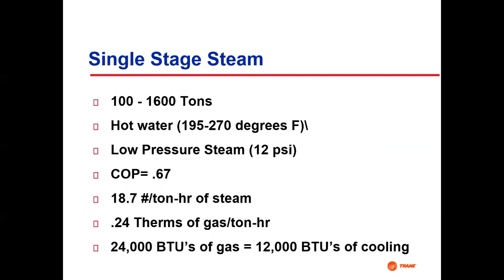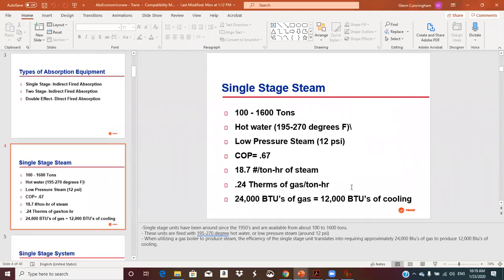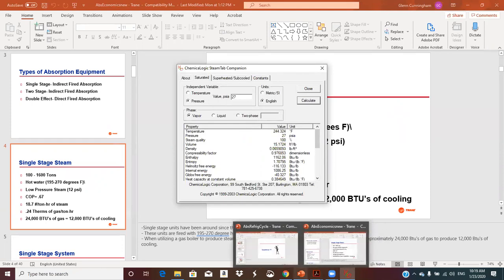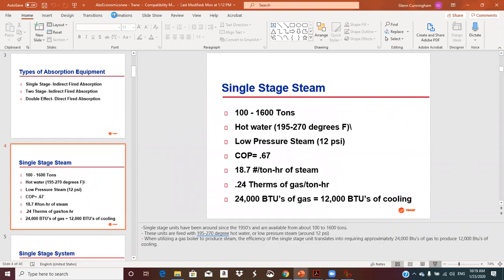Okay, so we put typically hot water in this thing and say it's about 200. They're showing 195 as the minimum to drive the cycle. They would prefer 270, I guarantee. Hotter is better. So low pressure steam, they're saying the typical steam supply would be 12 for this guy. 12, so what is that? That's about 27 PSI roughly. Let's pull up my buddy here. 27. Calculate. So 244 on the steam temperature, what they're looking at.